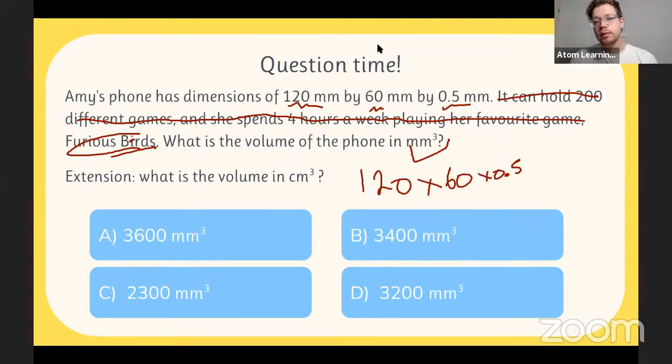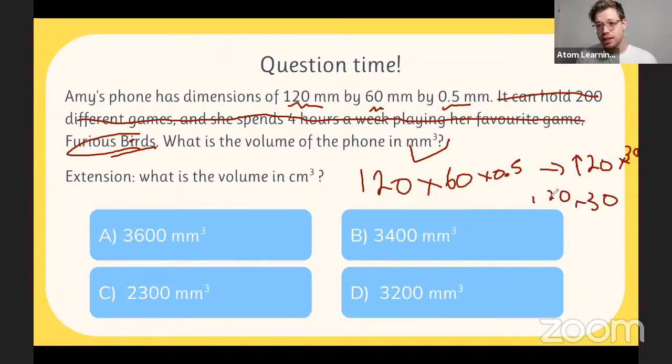Now, again, volume calculations can be a little bit scary, so let's break it down. Timesing by 0.5 is the same as dividing by 2. So I'm going to divide that 60 by 2 to give me 120, times by 30. We're nearly running out of space, so we need to do 120 multiplied by 30.